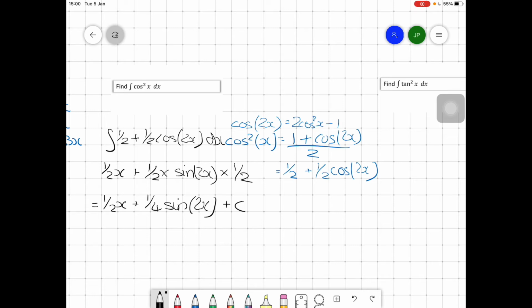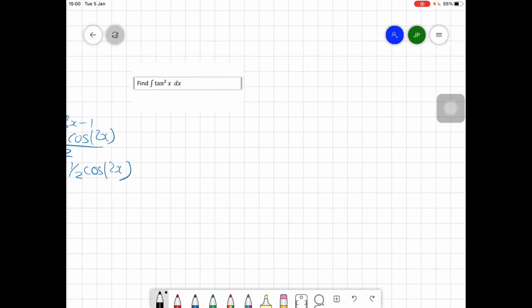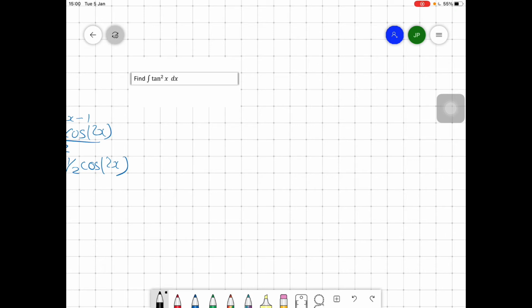All we've got to make sure is we think about what trig identity we can use to manipulate into a form which we can integrate happily. Okay, right, last one is slightly different. So not all trig functions that have squared in them we want to try and get rid of.